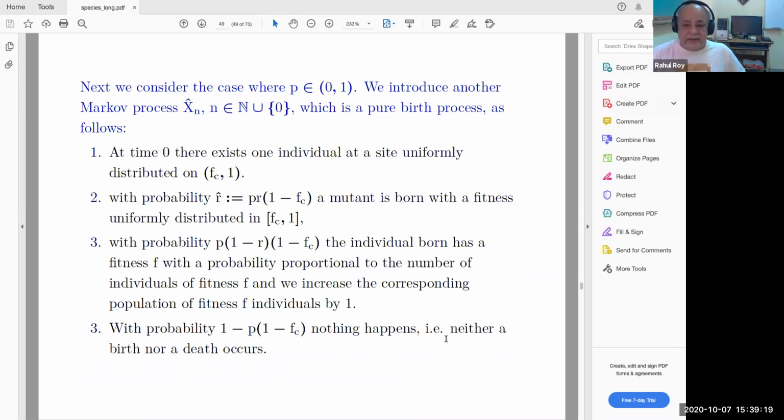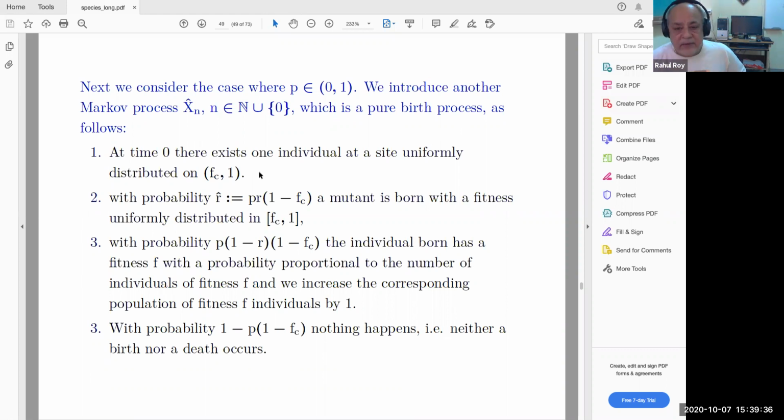Now suppose there is a death. So consider a case when P is strictly in (0, 1). What we do is we introduce another process, which is a pure birth process, as follows. I'll tell you why we are doing this later.